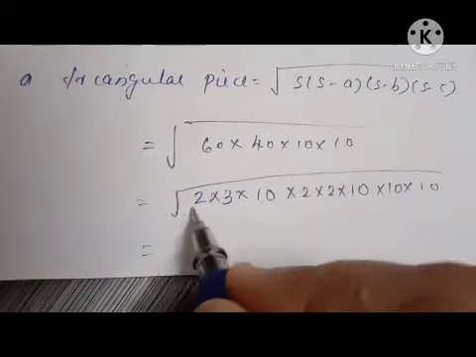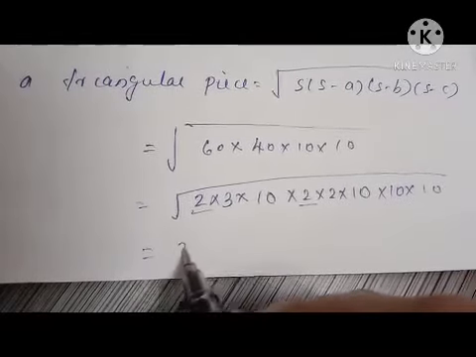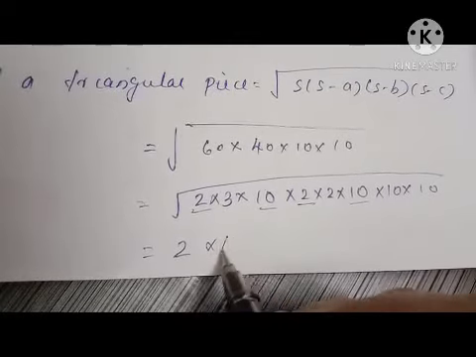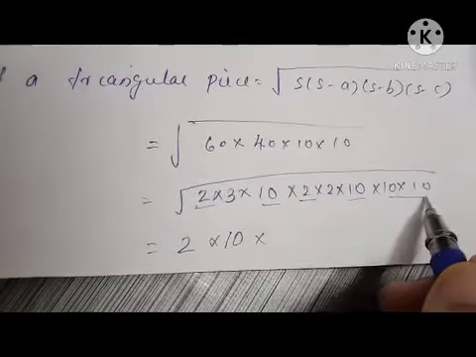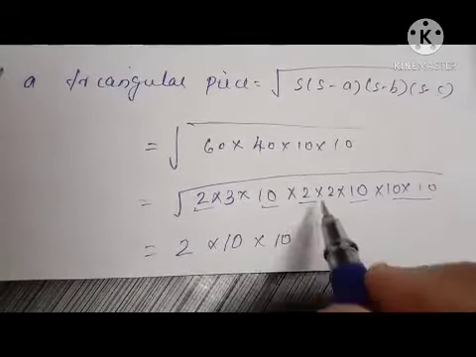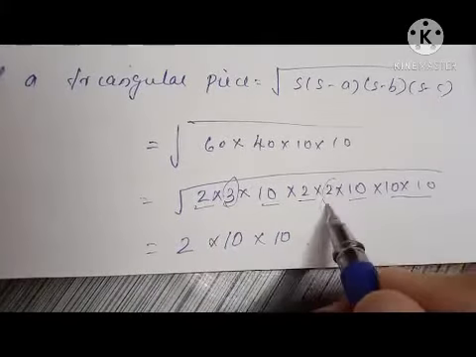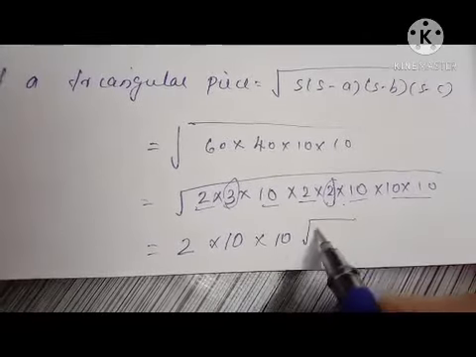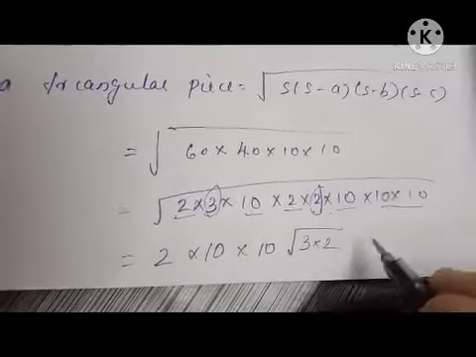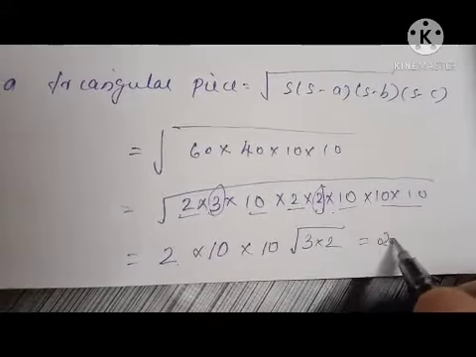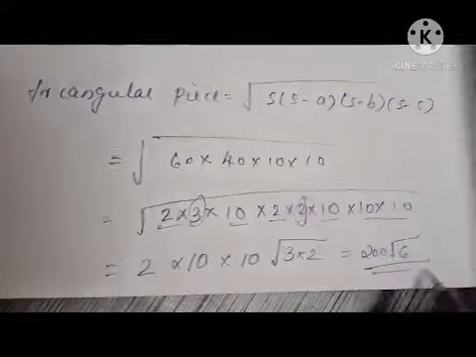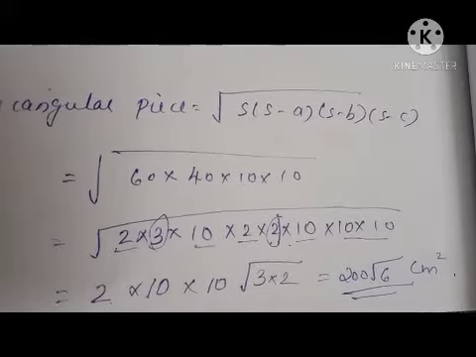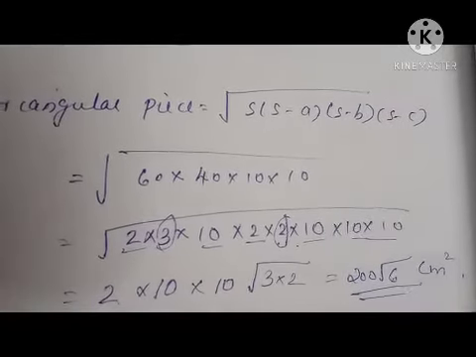Then we can pair. These two 2s are a pair, so one 2 we can take outside. Then these two 10s are a pair, so we can take one 10. Then these two 10s are a pair, so we can take one 10. Then this 3 and this 2 have no pair, so we can write that in the root symbol itself. That is 2 into 10 into 10 is 200. Root 3 into 2 is 6. So 200 root 6 centimeter square. 200 root 6 centimeter square is the area of one triangular piece.